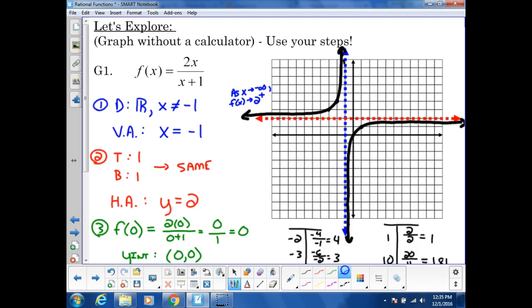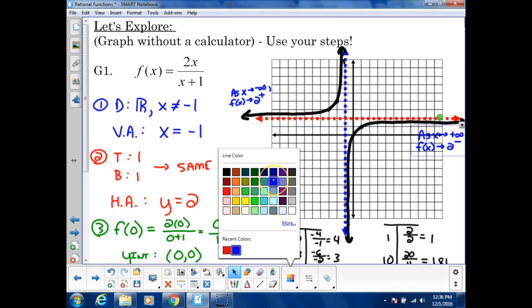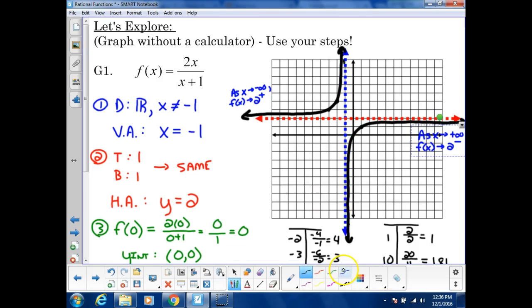Agree with that statement? Because 2 is my horizontal asymptote, and it's coming from above. So will that be this one over here? This is saying as x approaches positive infinity, f of x is going to 2 from below. That's hard to see. Let's change that. Switch it back to blue. There we go.